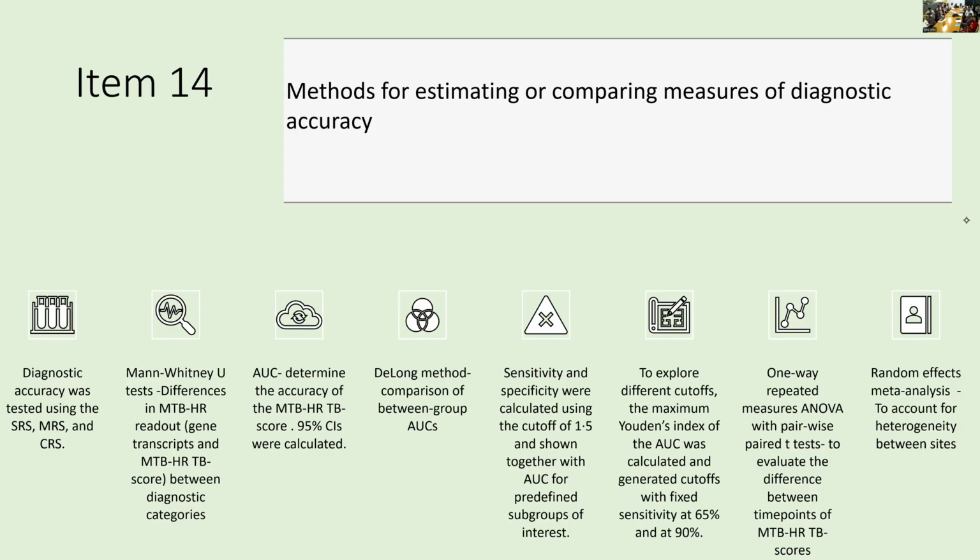And to explore on the ROC curve any new value they could use for the cycle threshold, they used the Youden's index. They also wanted to compare the time points of the score. For that, they used the one-way repeated measures ANOVA with pairwise paired t-tests. And they also did a random effects meta-analysis to look at the heterogeneity between the test sites.